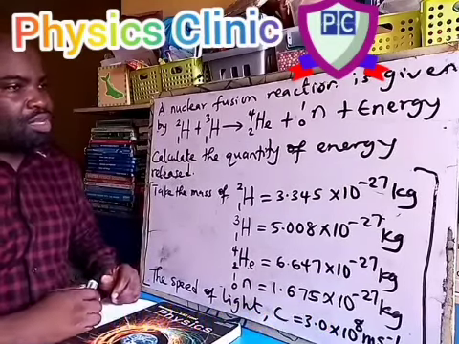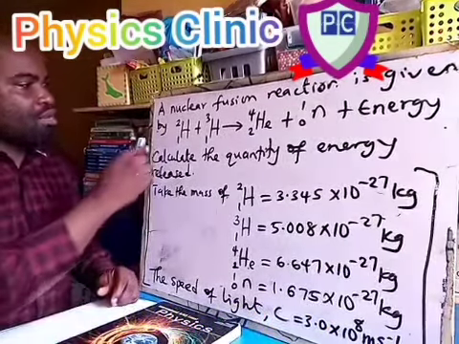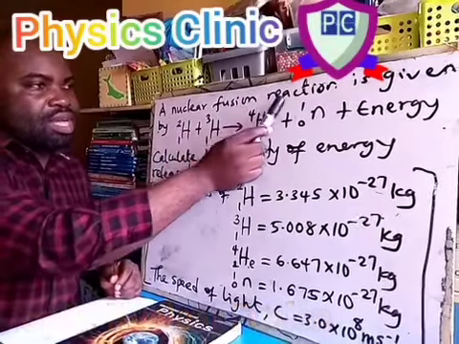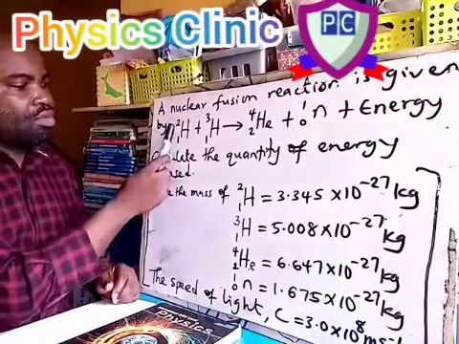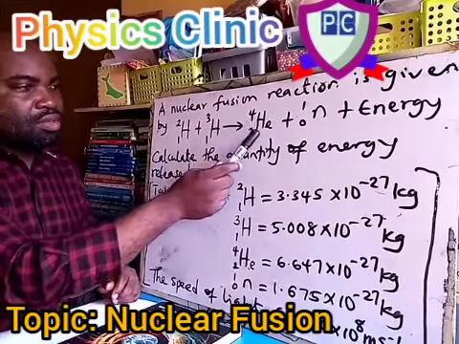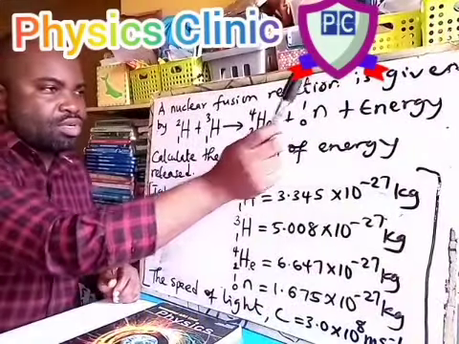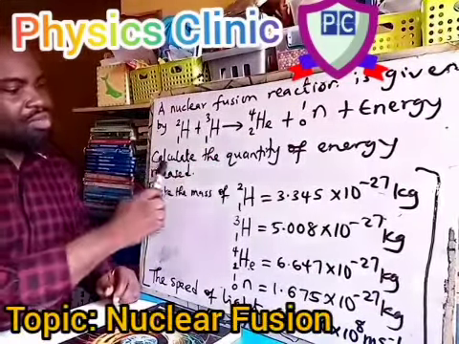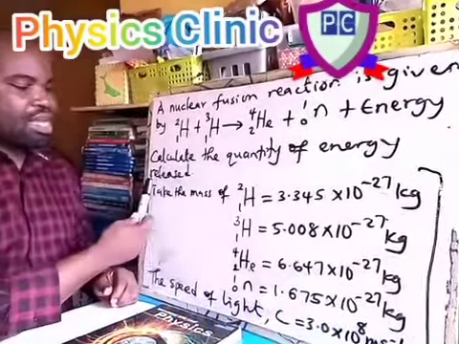This is an example of a nuclear fusion reaction. Here we are told that a nuclear fusion reaction is given by hydrogen 2 plus hydrogen 3 to give us helium plus neutron and energy. Then we are asked to calculate the quantity of energy released.